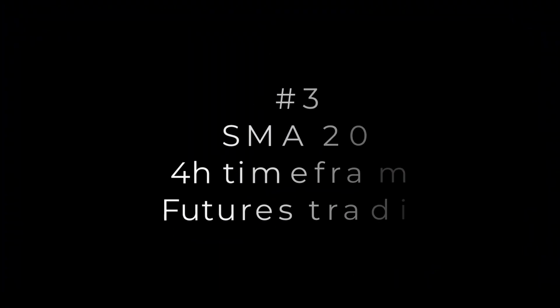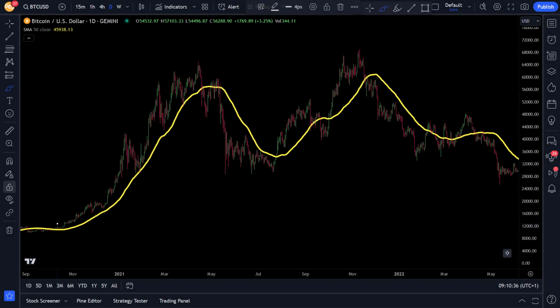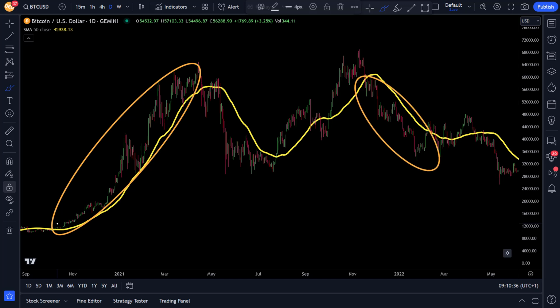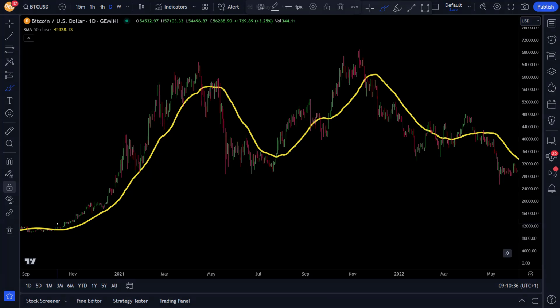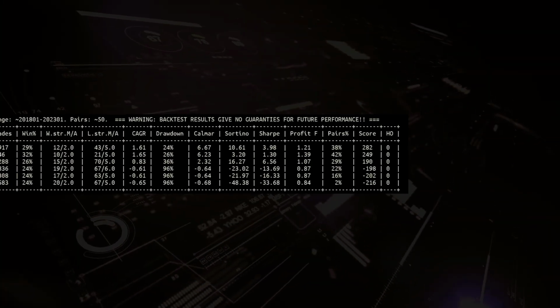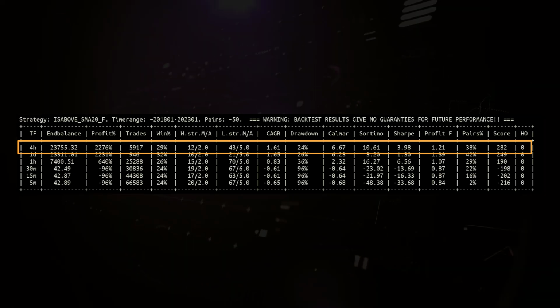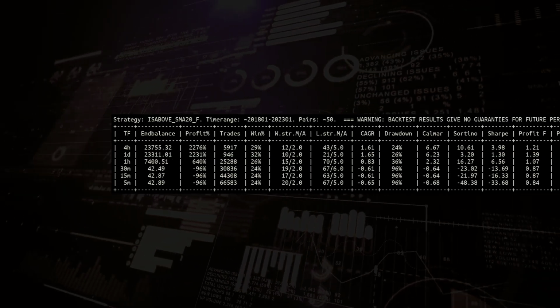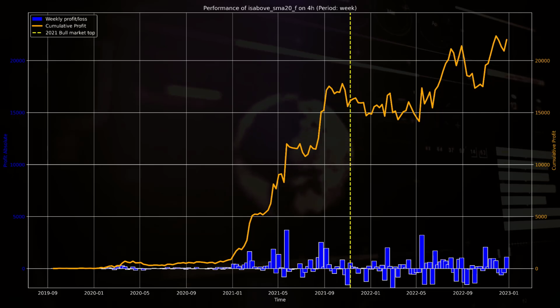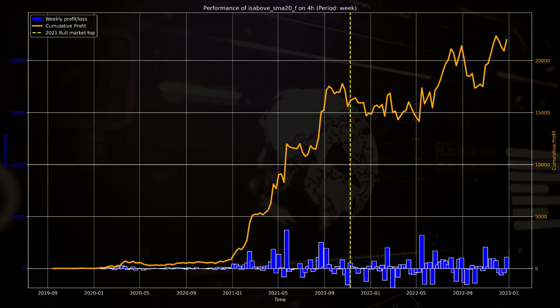And that is the SMA 20 on the 4-hour time frame, where long trades are made as long as the close price is above the SMA and where short trades are made as long as the close price is below the SMA. Over the full backtest range, this SMA setting does provide you enough trades that can be quite profitable over time. The profit curve is also built up very nicely over my backtest settings.